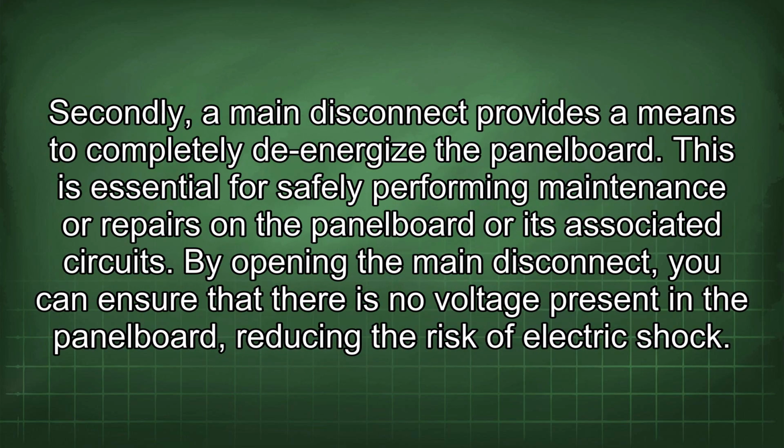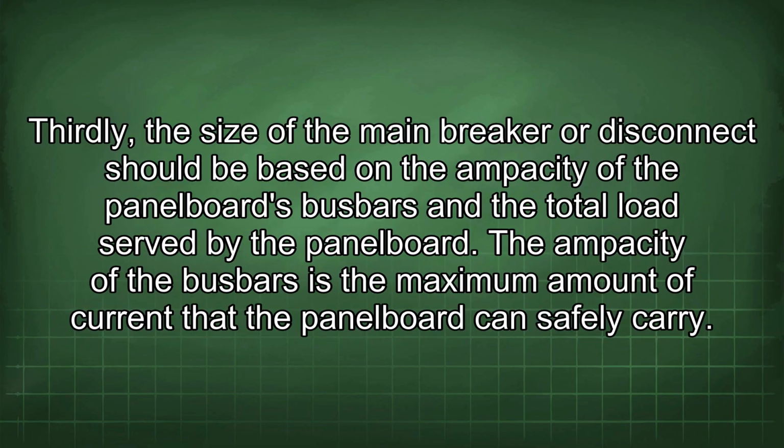Secondly, a main disconnect provides a means to completely de-energize the panel board. This is essential for safely performing maintenance or repairs on the panel board or its associated circuits. By opening the main disconnect, you can ensure that there is no voltage present in the panel board, reducing the risk of electric shock. Thirdly, the size of the main breaker or disconnect should be based on the ampacity of the panel board's busbars and the total load served by the panel board.